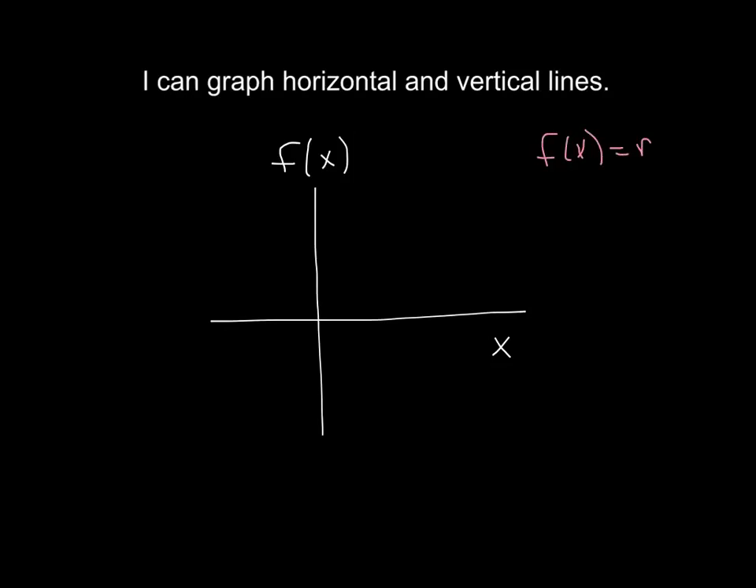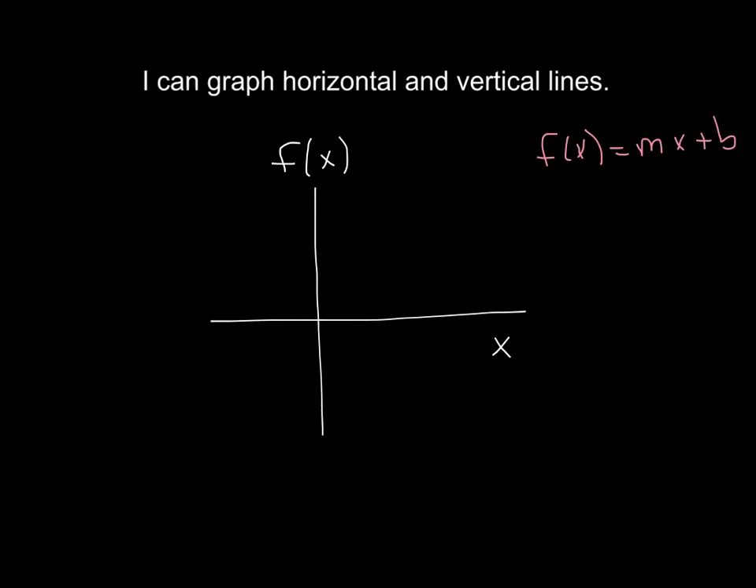Hey guys, so our objective here is to be able to graph horizontal and vertical lines. If you look at our normal x and y axis system, or x and f of x, which is the same thing as y, we kind of know how to graph normal lines already. We know that f of x is equal to mx plus b, where b is the y-intercept and m is the slope. We know how to put in inputs and get outputs to graph.